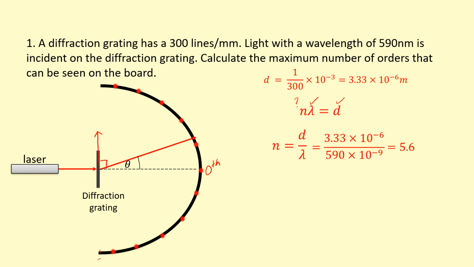It's going to be 5.6, but we won't be able to see that because that's not an actual order. So the 6th order will be off the screen, so that doesn't count. So we have to round down. Okay, so we round down to 5. Because there are orders on both sides, we have to multiply that by 2, since there are 5 orders on each side, and we have to add on the extra order for the 0th order. So the total maximum number of orders you can see on the screen is 11.